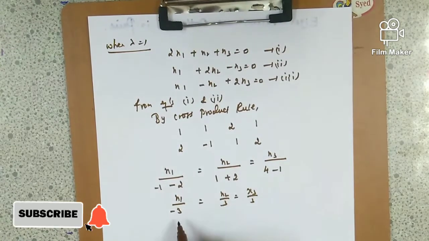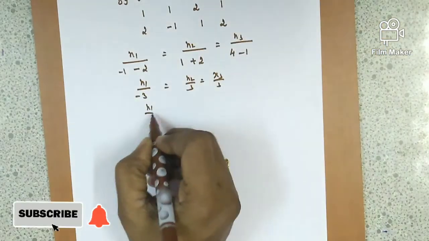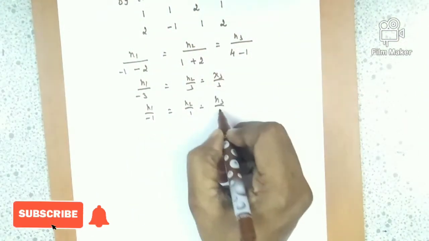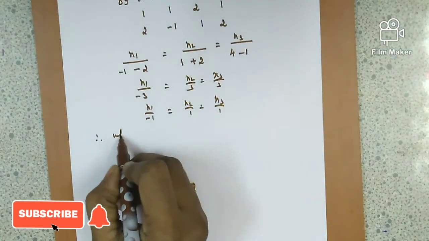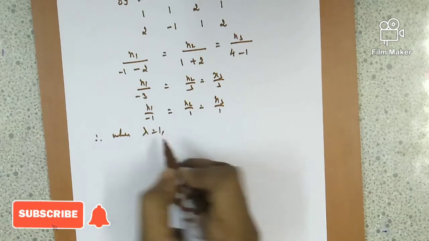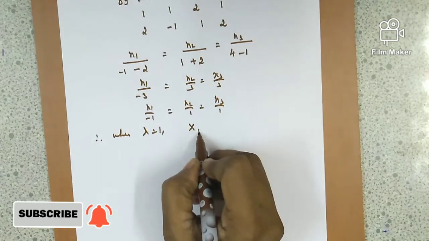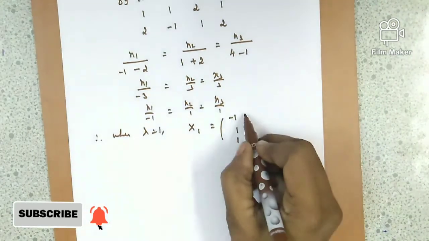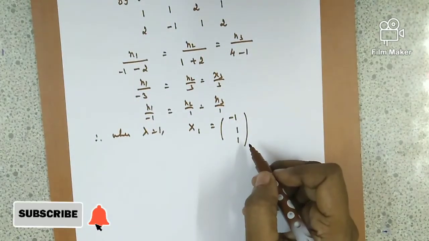You can divide all the terms by 3. So that will become x1 by minus 1, x2 by 1 and x3 by 1. Therefore, when lambda equal to 1, the eigenvector capital X1 equal to minus 1, 1, 1. This is the first eigenvector.